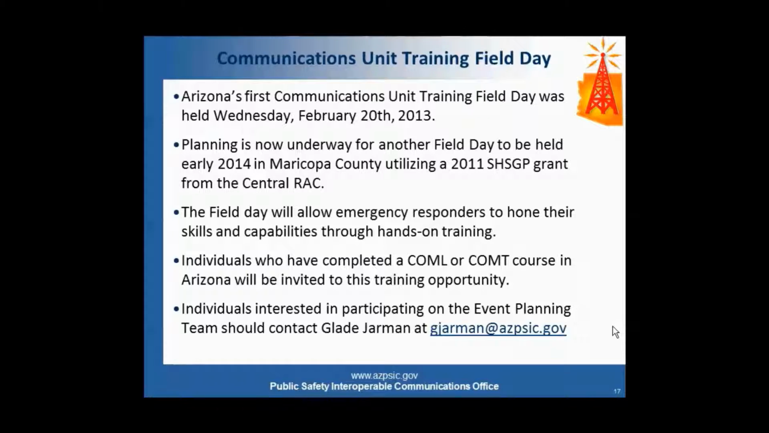It allows emergency responders to hone their skills, and individuals who have completed the COML and COMT are invited to this opportunity. And parties who are interested in participating should contact me and say that they would like to send people, how many people, and we'll get started on the process of making sure that they are trained to a certain level and are ready for that field day.